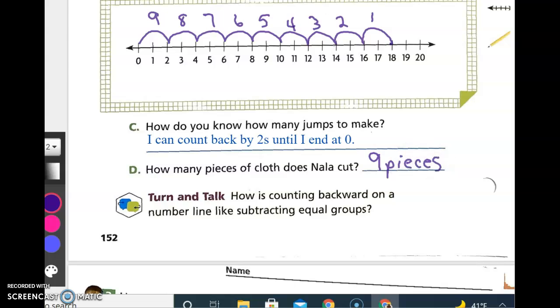How is counting backward on a number line like subtracting equal groups? We just, counting back by 2s on the number line is like separating groups of 2 from a whole. Okay? All right. Let's go ahead and go to our next page, page 153.